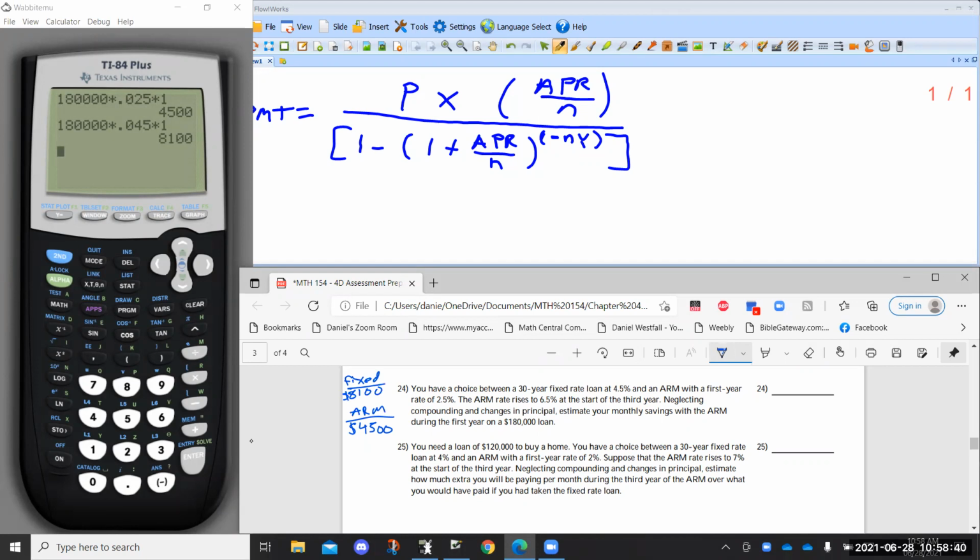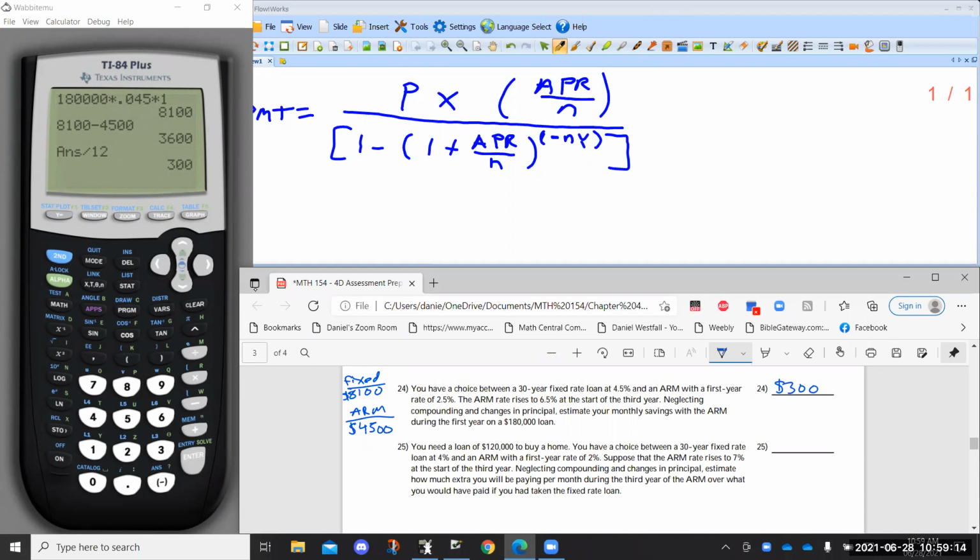Now this is over the year, right? And so they're asking you your monthly savings. So I'm going to find the total difference here: 8,100 minus 4,500. And I'm going to split that up into 12 because it says per month. So I'd be saving $300 a month for the first year. I'm not saving after that though, right?